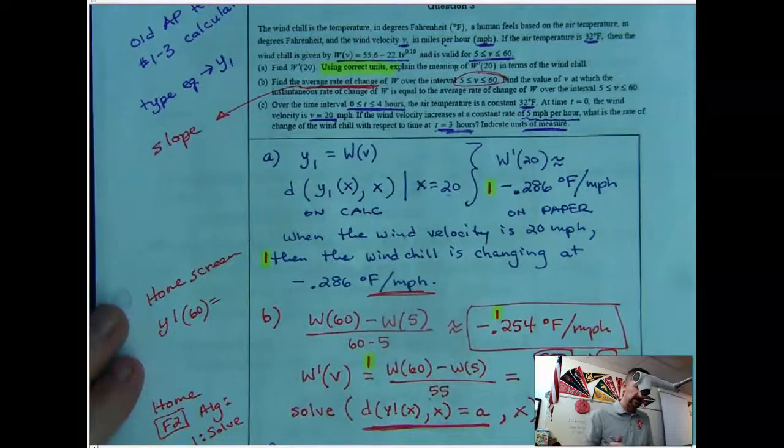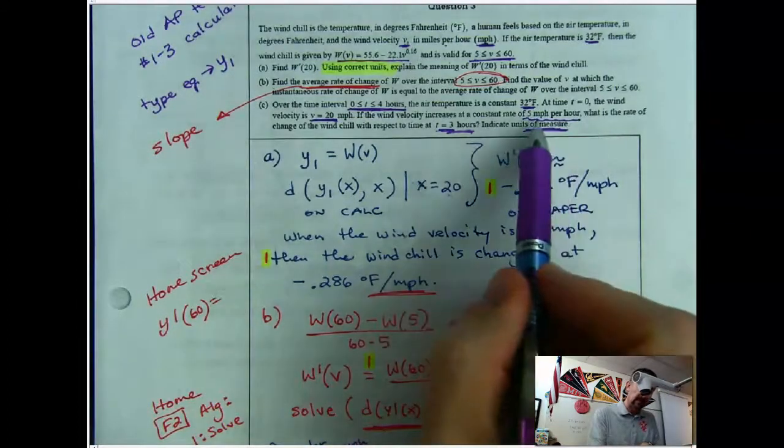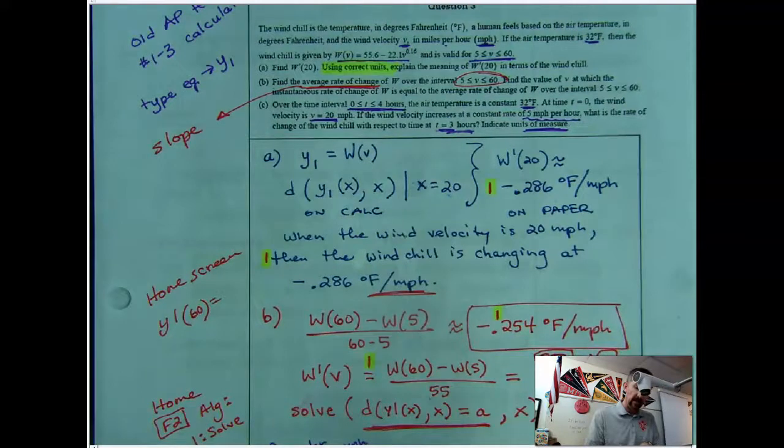So at 0, it's 20. So 0 hours, 20 miles per hour. Hours, miles per hour. Okay, so the velocity is equal to 20 miles per hour is what it starts off, plus it says it's increasing at 5 miles per hour per hour. So every hour, after 1 hour, the wind velocity is 25 miles per hour. After 2 hours, the wind velocity is 30 miles per hour. So that's the formula for that. And we're looking at that at T equals 3.